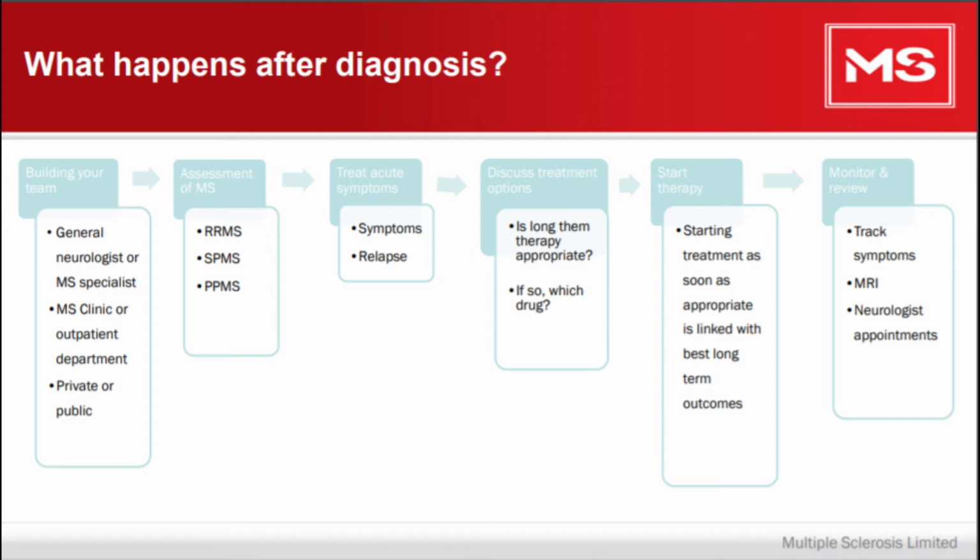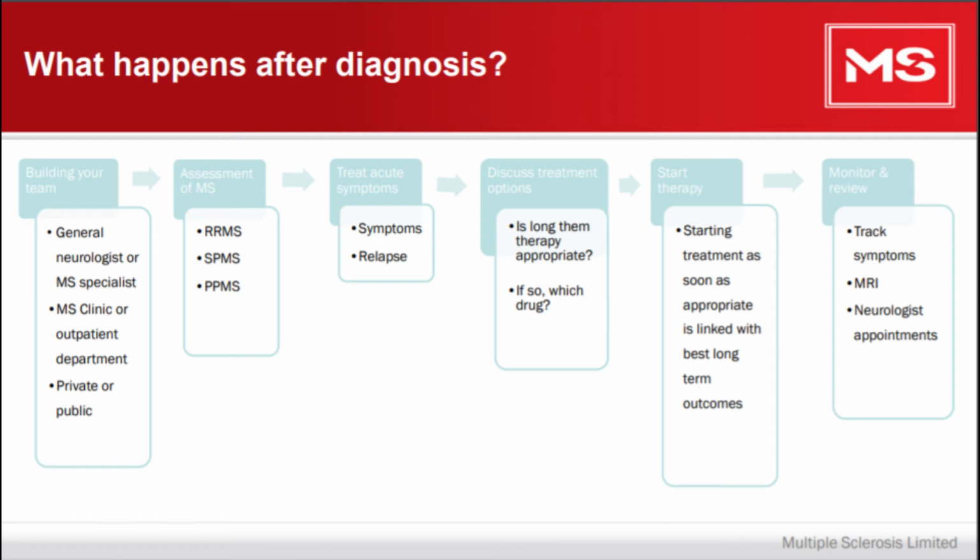And we do know that starting disease modifying therapies sooner rather than later confers a lot more protection in the long term. So it can be quite difficult for a person to start a medication that may have some side effects when they're feeling very well. It's knowing the long-term game here around preventing the disease progressing. And then a person with MS will be regularly monitored and reviewed by their neurologist, and that will frequently involve tracking symptoms and having an MRI.